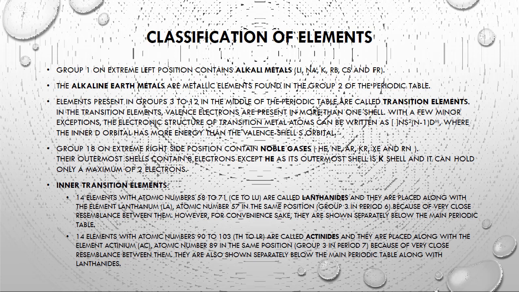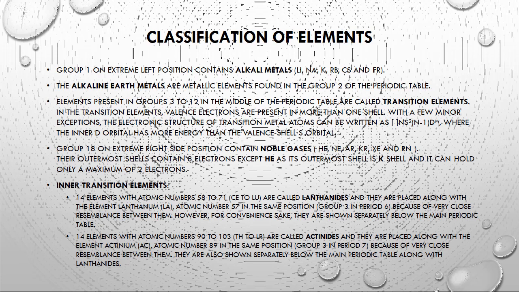Classification of elements. Group 1 on the extreme left position contains alkali metals like lithium, sodium, potassium, rubidium, cesium and francium. The alkaline earth metals are metallic elements found in group 2 of the periodic table, like beryllium and its row. Elements present in group 3 to 12, the middle of the periodic table, are called transition elements.